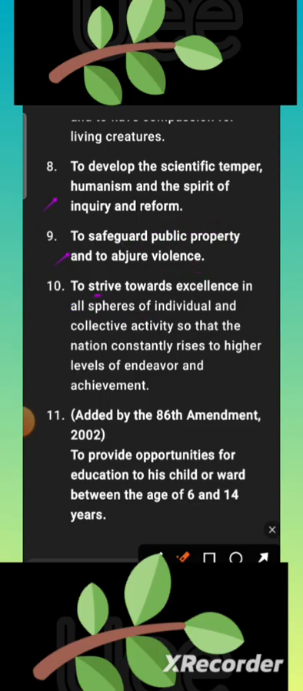10. Strive for excellence in all areas. Always try to improve personally and contribute to society, doing your best in studies or profession, helping others improve. In education, emphasize merit, innovation, creativity, and leadership. To strive towards excellence in all spheres of individual and collective activity so that the nation constantly rises to higher levels of endeavor and achievement.